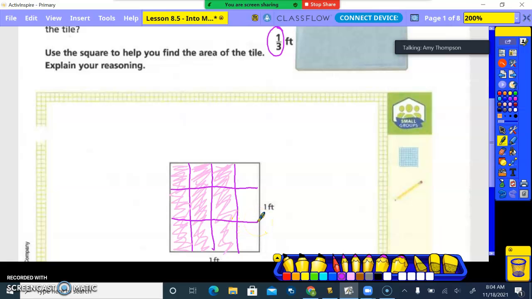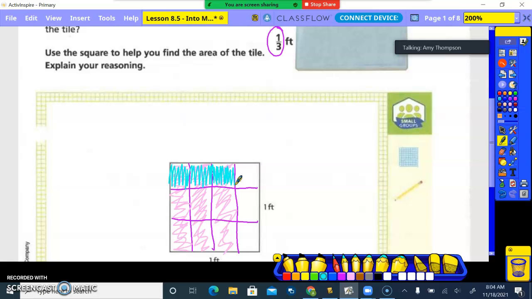Now, of those 3 rows, how many do we color in? 1. So you're going to darkly shade in 1. And when I say darkly, I mean darker than the lightly that you shaded, but not so dark that you can't see your sections. Okay, guys? Does that make sense?